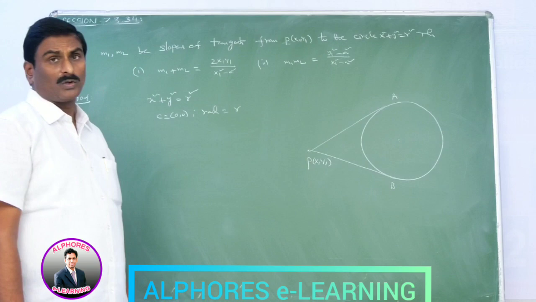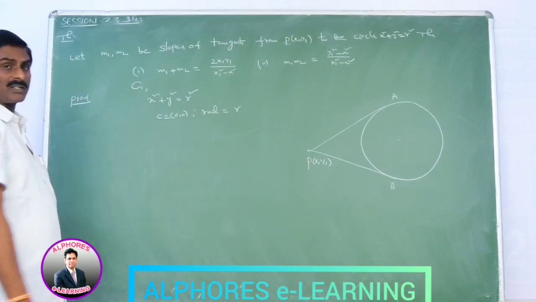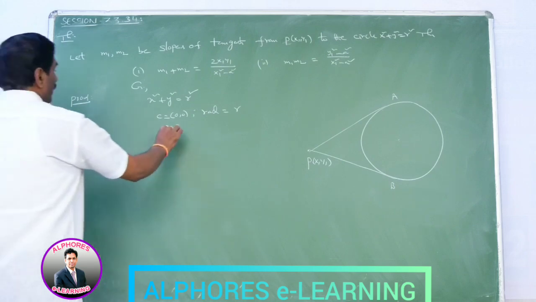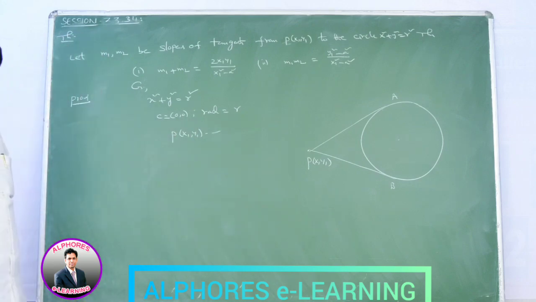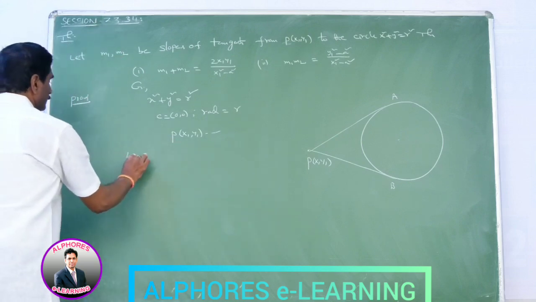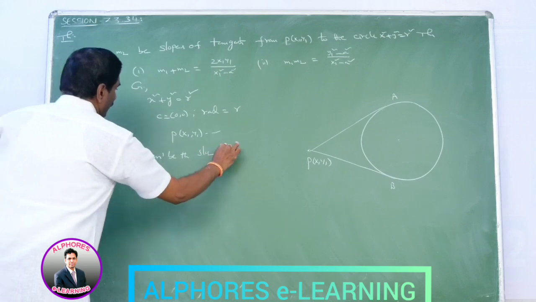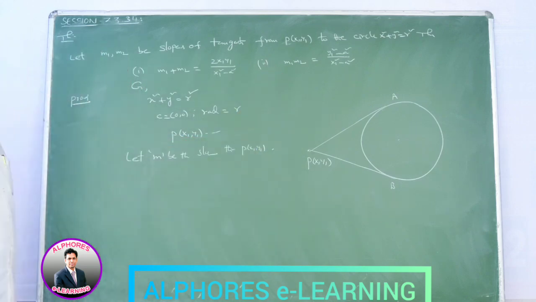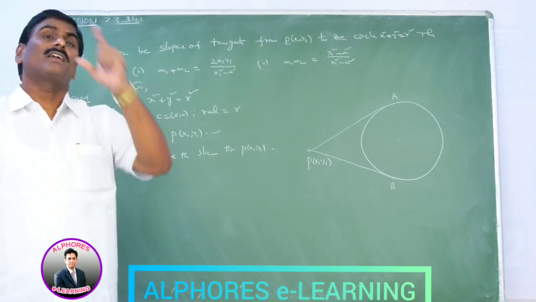product of the slopes is equal to this value. Okay? Here the given equation is x square plus y square is equal to r square, center of the circle is (0, 0) and radius is r. P(x1, y1) is an exterior point with respect to the circle. Let m be the slope of the tangent through P(x1, y1) to the given circle x square plus y square is equal to r square. If the slope of the tangent is given, what is the equation of the tangent?